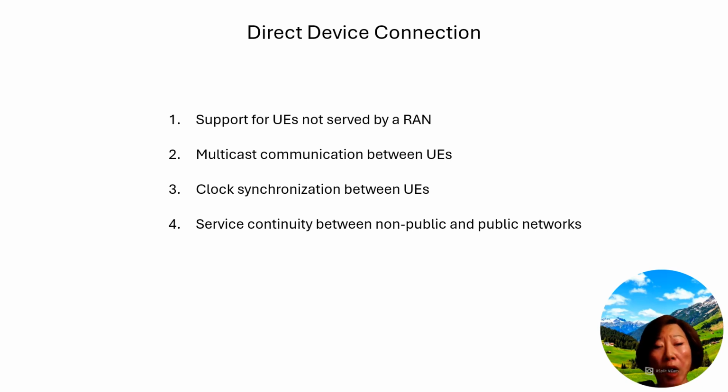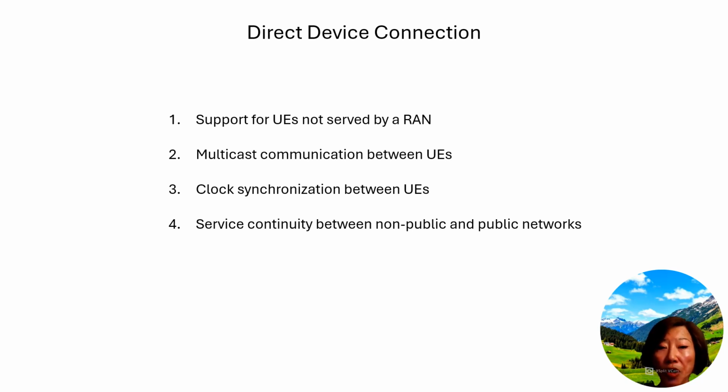The clock synchronization requirements for direct connection are particularly challenging, as the devices need to maintain accurate timing without constant reference to the network. The service continuity requirements when moving between non-public and public networks involve complex handover procedures that need to be executed without disrupting time-critical applications.